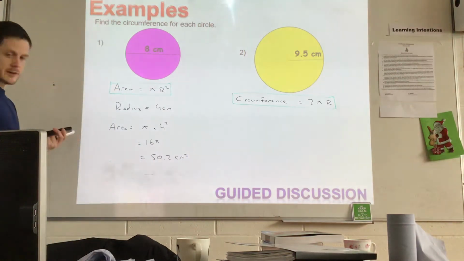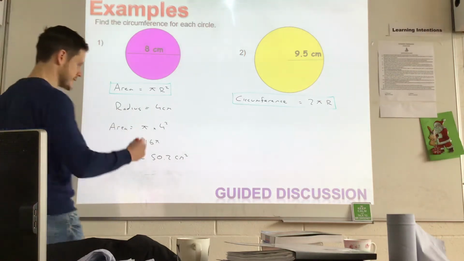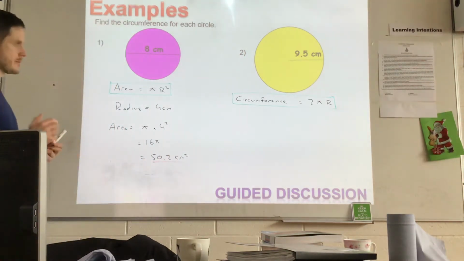The reason we put centimeters squared is that we are dealing with area. So area always has centimeters squared. You lose a few marks if you don't put that in.